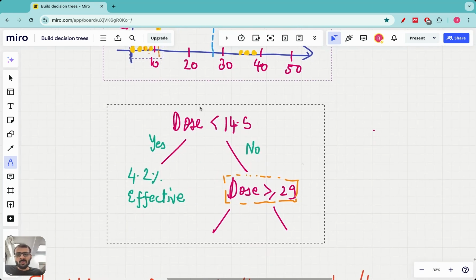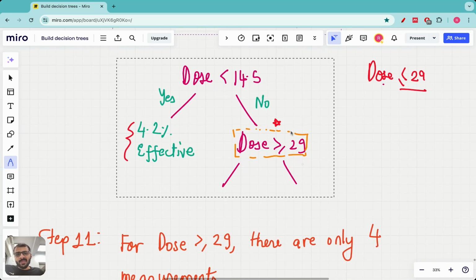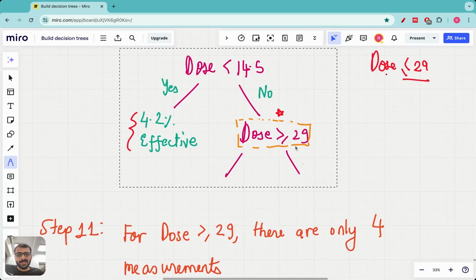Great. So now this is how our decision tree looks like. For dose less than 14.5, it's a leaf node and the answer is 4.2% effective. On the right hand side, we first make the splitting and we decide that the dose of 29, so dose greater than or equal to 29, is the best threshold to use among everything on the right hand side, and that's why this is the next condition which will be on the right hand side. So this is the next decision condition, where we are going to evaluate what's the answer for dose greater than or equal to 29.